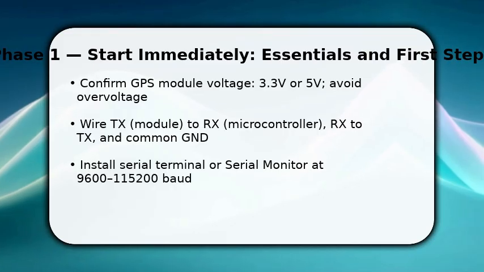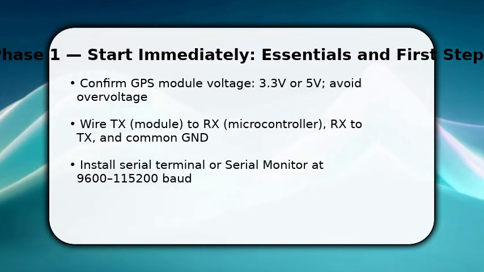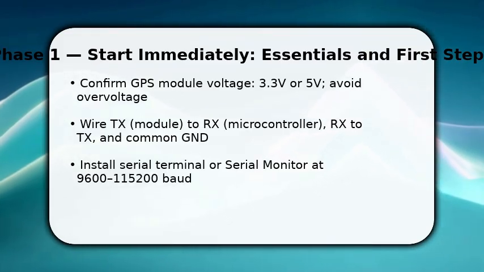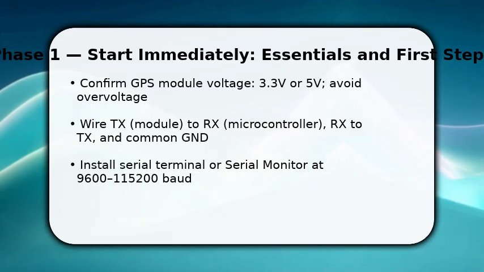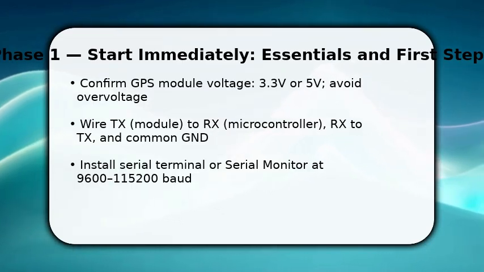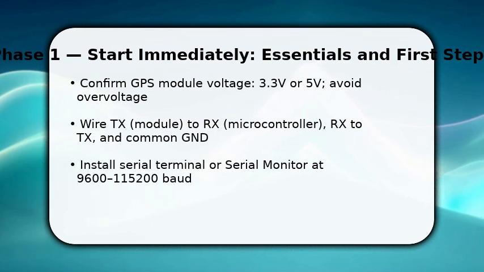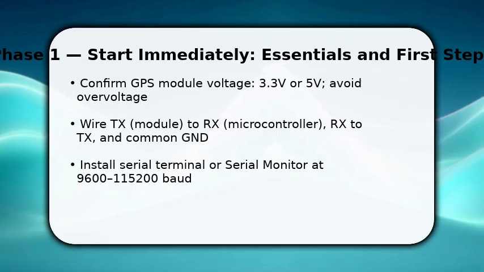Once done, open a serial terminal at 9600 to 115,200 baud. This gives instant raw NMEA messages. Make sure to enable 5V tolerant pins if needed, and power on. You're now ready to receive sentences and confirm a working link.